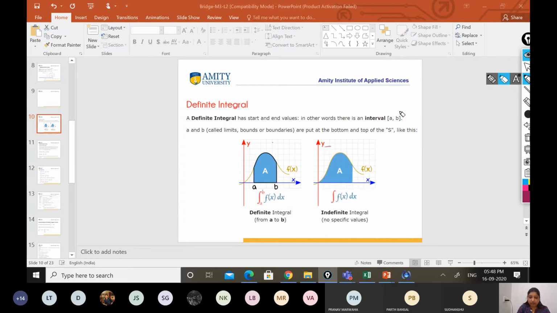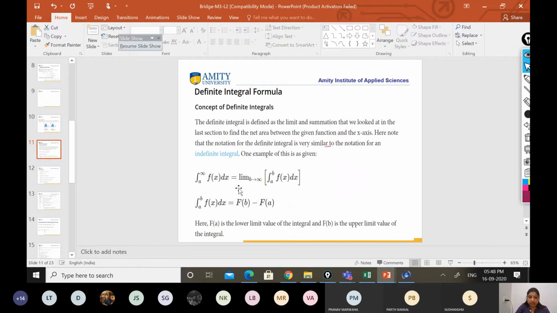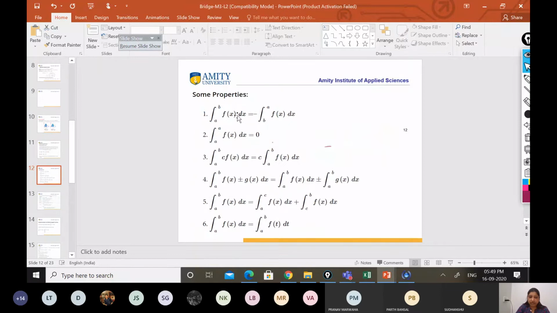Next, the definite integral formula is again the same thing. We will integrate it and then substitute the upper limit, minus the value of the function at the lower limit. Then these are some of the properties of definite integral. Integral a to b f(x) dx is equal to minus integral b to a f(x) dx. That means we change the limits of integration. If the limits of integration are the same, that means if the integral is from a to a, starting and ending at the same point, then its integral is 0.